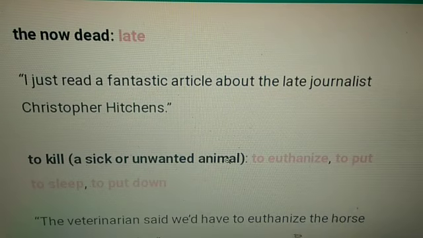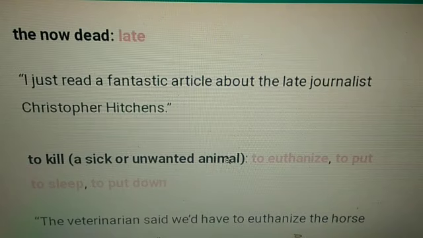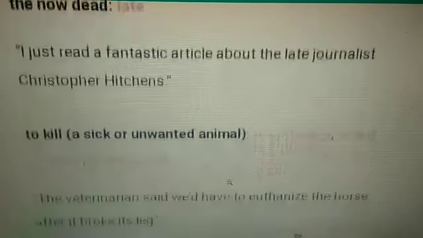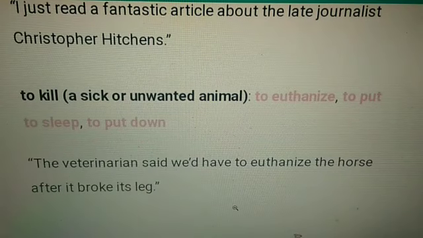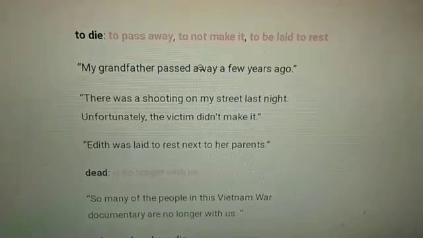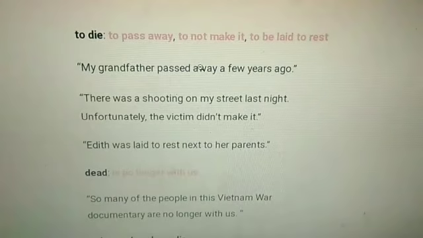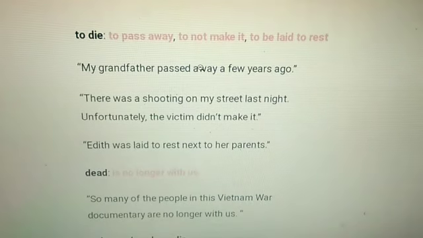I just read a fantastic article about the late journalist Christopher Hitchens. To kill a sick or unwanted animal, to euthanize, to put to sleep, to put down. The veterinarian said we would have to euthanize the horse after it broke its leg. Next, to die, to pass away, to not make it, to be laid to rest.